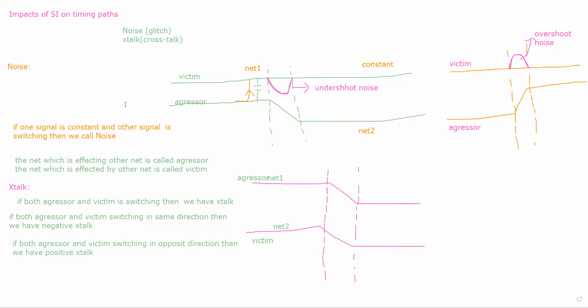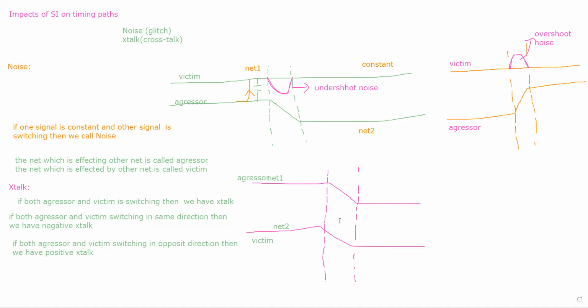If both are switching in the same direction, this is nothing but your transition only, right? Switching from one logic state to another logic state is nothing but your transition. The time taken from logic 1 to logic 0 is called the fall transition. The time taken from logic 0 to logic 1 we can call a rise transition. So we can call this a fall transition.